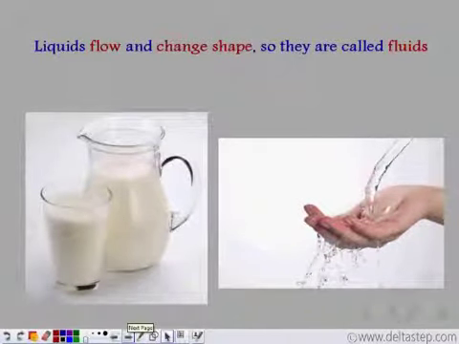Liquids flow. So if you drop water on the floor, you see that it starts flowing. They flow and they change their shape. That is why liquids are known as fluids.